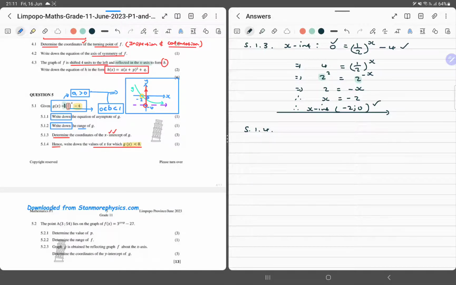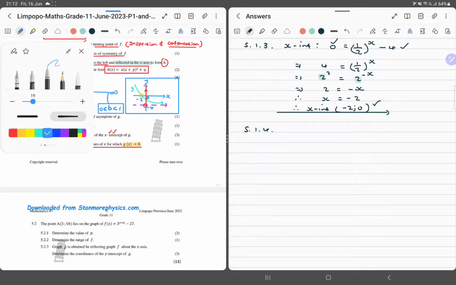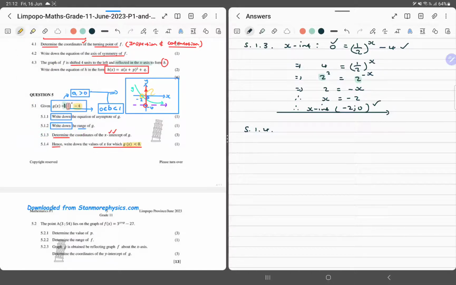So that is a -2. So we don't want the -2. But we can see that as we move from that -2 to the right, all the way to infinity, this graph is negative. So it's running on the negative x-axis. So that is essentially what we want. Do you see the "hence" part? It's because we already found the intercept above. So we can just simply say x must be greater than -2.